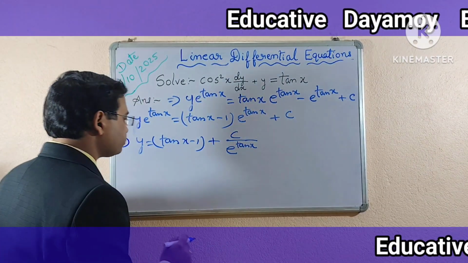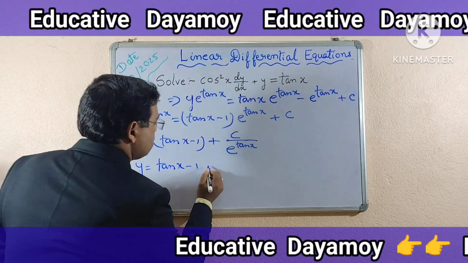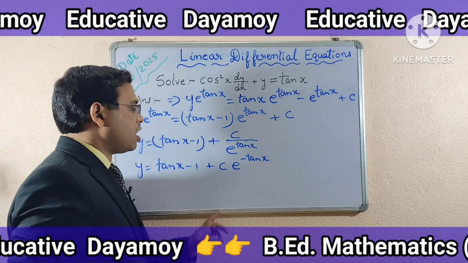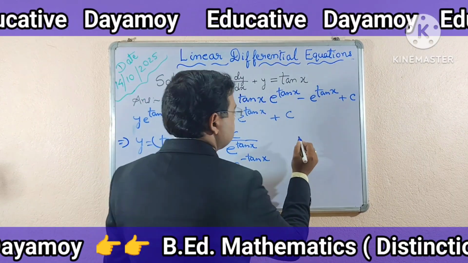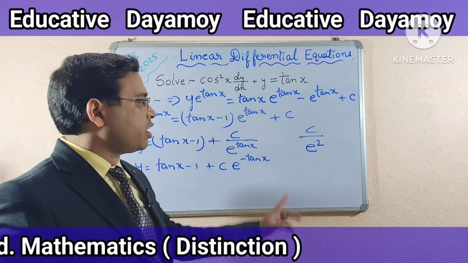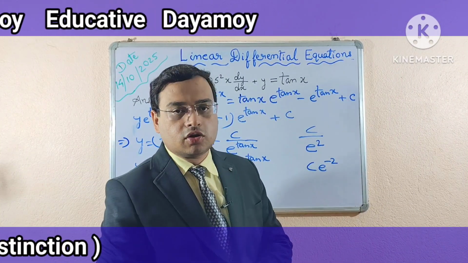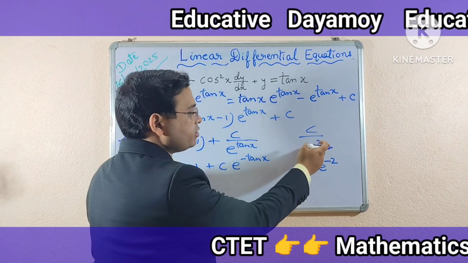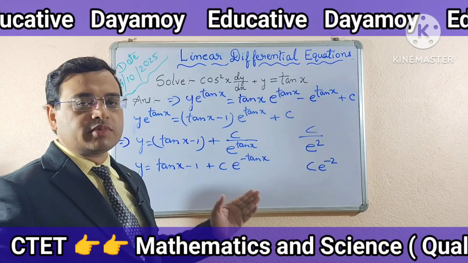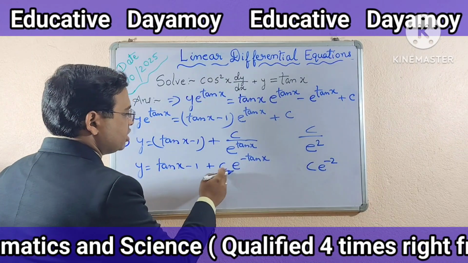Now what will come here? y equals tan x minus 1 plus c e to the power minus tan x. How did minus tan x come? Just like this, imagine that here it is e to the power 2. Then it will come as c e to the power minus 2. This minus represents reciprocal. Remember this. Similarly, here in place of 2, tan x is there, so when it goes up then minus will come here. This is the rule of mathematics. See, now this came c e to the power minus tan x.